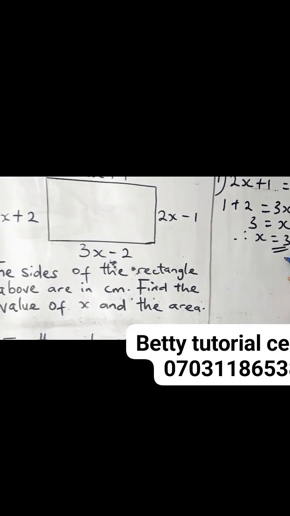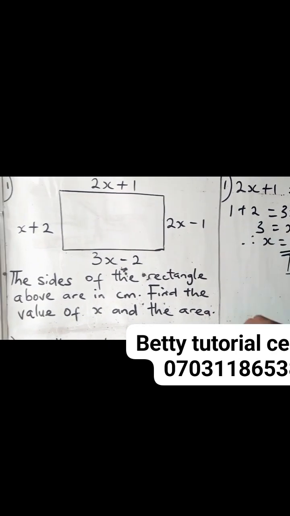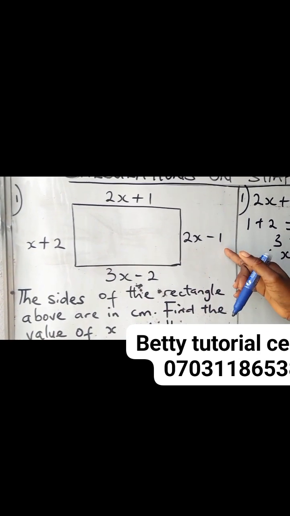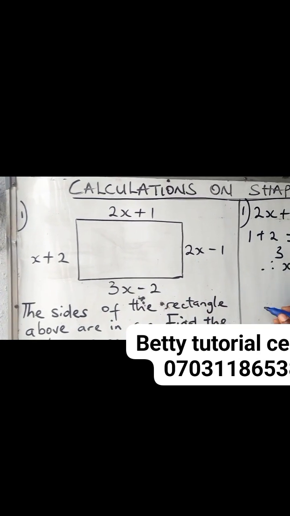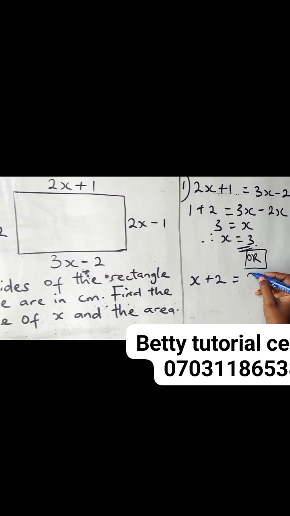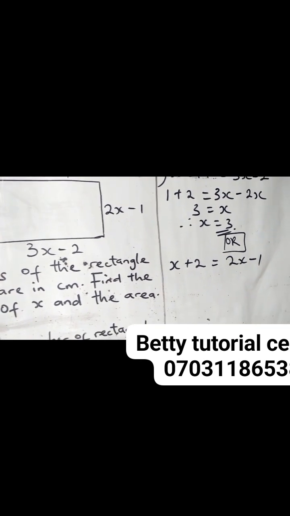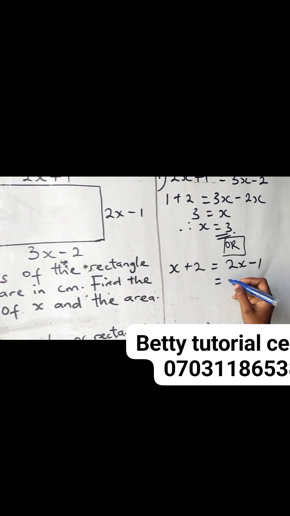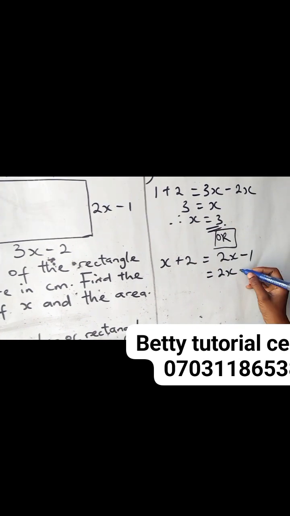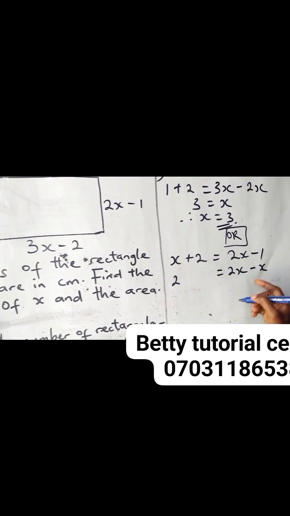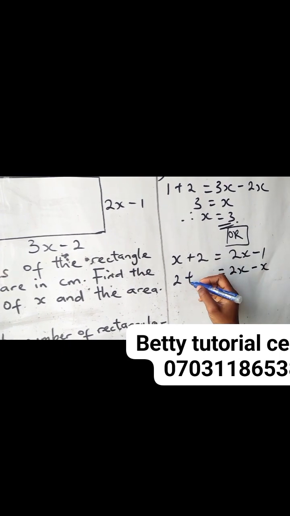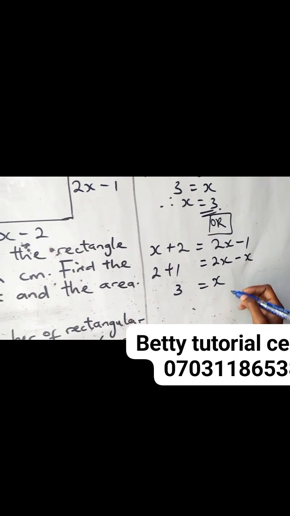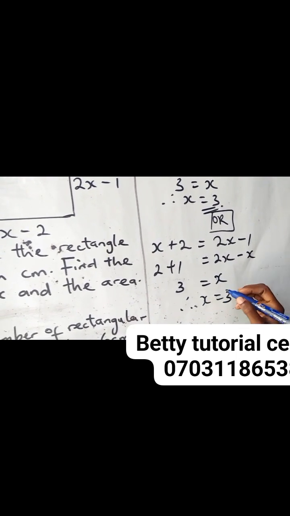Now let's try the other way around using the breadth, because it will still give us the same. We know that x plus 2 will be the same as 2x minus 1. The opposite sides of a rectangle are equal. So we have x plus 2 will be equal to 2x minus 1. Still collect like terms. It will be better for x to move to the other side so that we can have a positive x. So we have 2x, x moving to the other side will become minus x. Plus 2 is here, 2. Minus 1 moving to the other side will become plus 1. 2 plus 1 is 3, which is equal to 2x minus x, which is also x. Therefore, in this case also x is equal to 3.